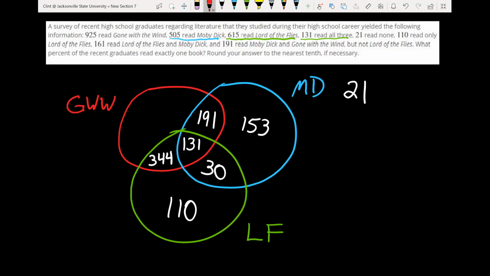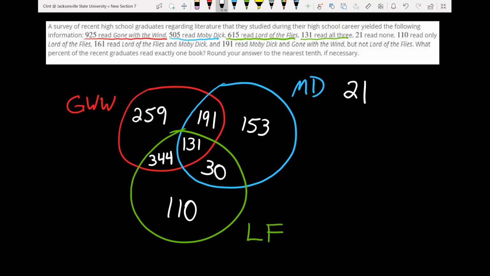And we got one more to do. Got 925 read Gone with the Wind. So we need our red circle to total up to 925. So we'll start with 925 and then subtract the pieces we already have in the red circle. So minus 344 minus 131 minus 191 equals 259 out here. So we've got the Venn diagram filled all the way out.